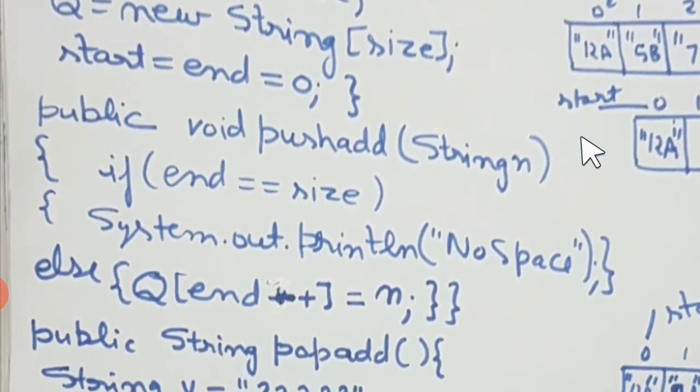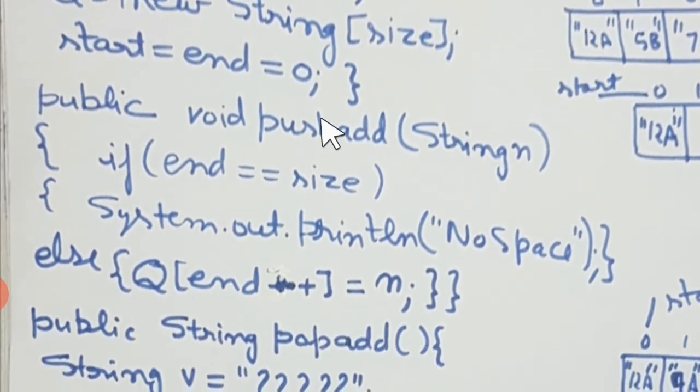So here, students, we have end equal to size. It will print no space, it's full. After that, if this condition is not true, then control comes here, Q of end. Just remember this, Q of end, because we always enter the data at the rear end. Here it's been named end, so Q[end++] equals n. So it is post increment. First the data will be assigned to the current index of end, and then it will be incremented.